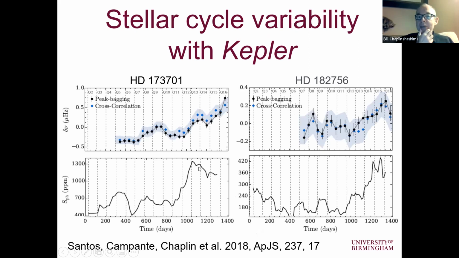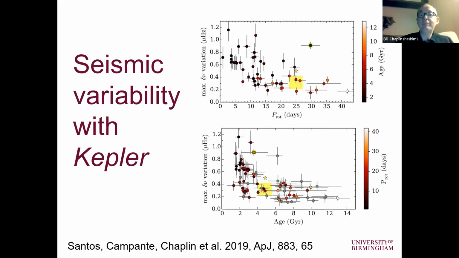So we clearly are picking up this seismic variability in these stars. And we can actually do it now, thanks to the Kepler data, over quite a number of stars. So here what I'm plotting in the top figure is the seismic variability that we see in microhertz plotted as a function of rotation period. So why is that an important thing to plot against?